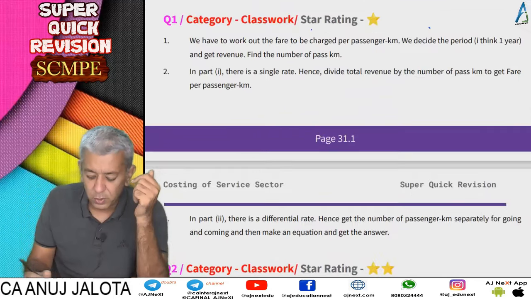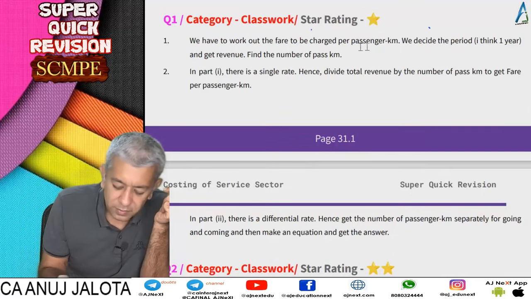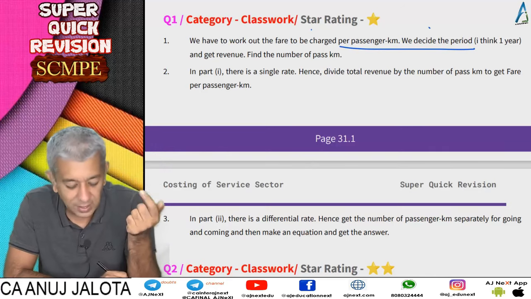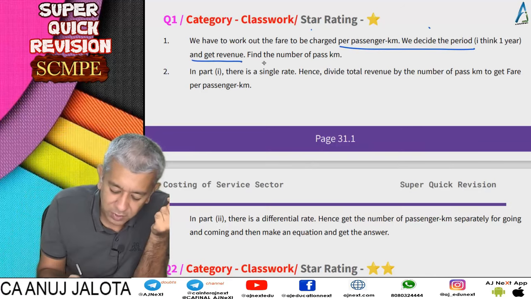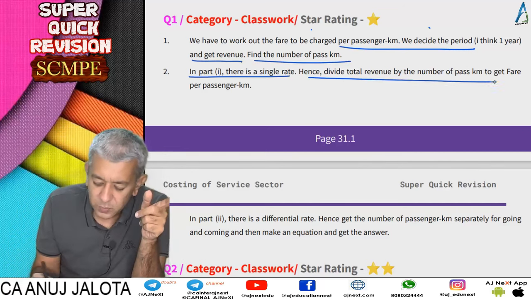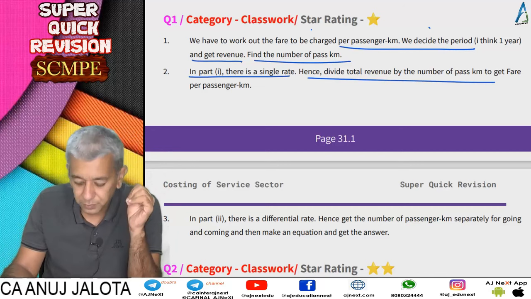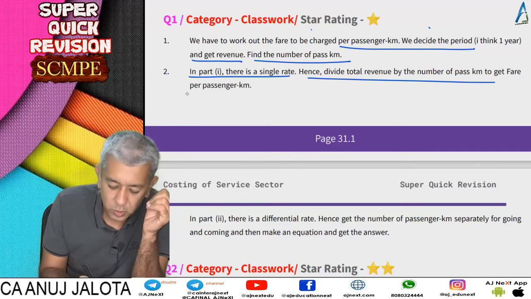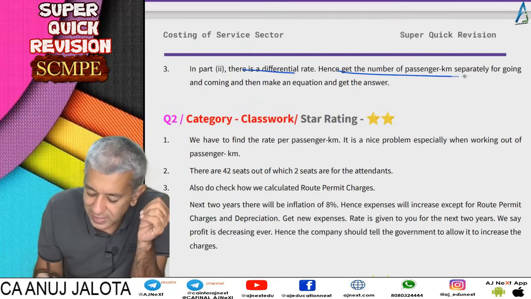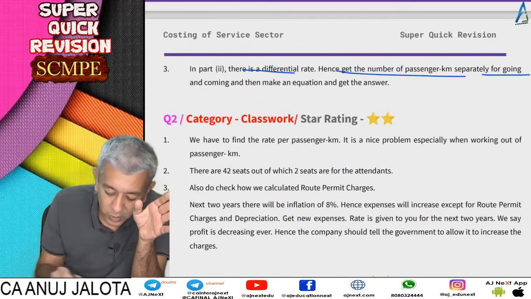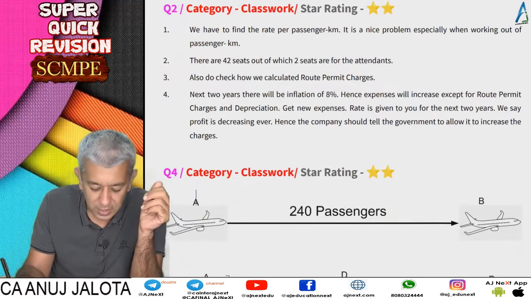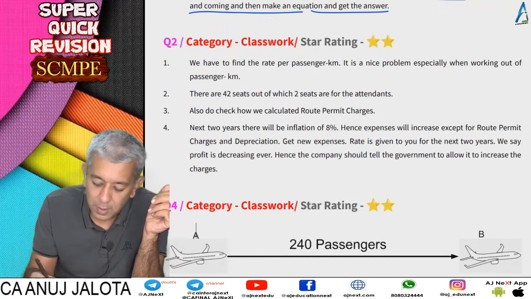That's what we all had written also in the shorts now. We have to work out the fares to be charged per passenger kilometer. We decide the period. I think 1 year we all had done it. And get the revenue. Find the number of passenger kilometers. Further, in part one, there is one single rate. Hence, divide total revenue by number of passenger kilometers to get fare per passenger kilometer. In part two, there is a differential rate. Hence, get number of passenger kilometers separately for going and separately for coming, and then make the equation, try to get the answer. Okay, that's it. That was your question number one.